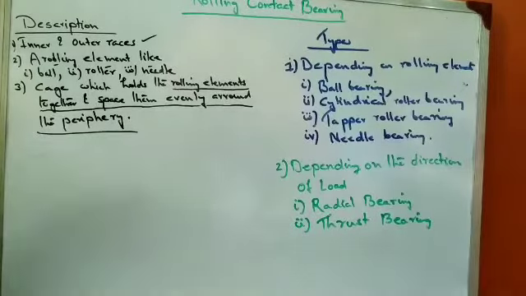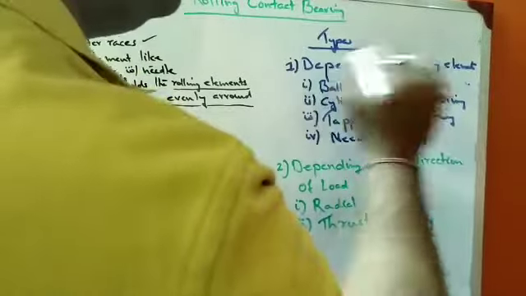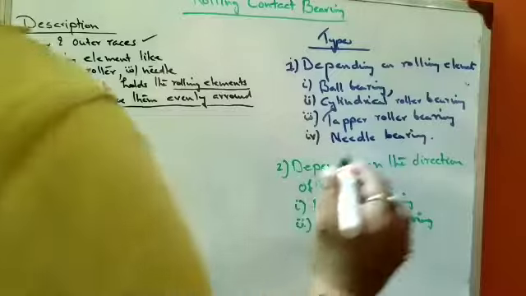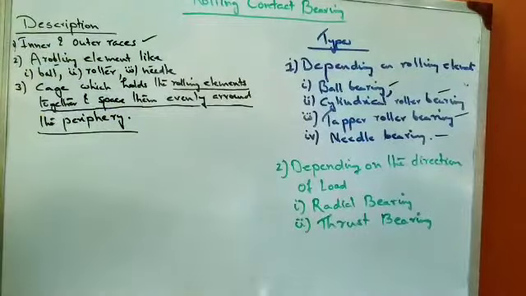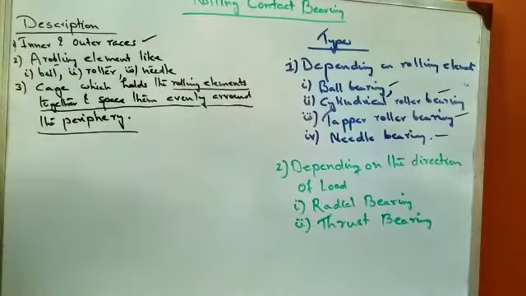Now I am coming to the types of bearing. Depending on the rolling element, which is the second component I have mentioned, the bearing could be a ball bearing, a cylindrical roller bearing, a taper roller bearing, or a needle bearing. So depending on the rolling element, it is differentiated into four types. Number one is the ball bearing, number two is the cylindrical roller bearing, number three is the taper roller bearing, and number four is the needle bearing.